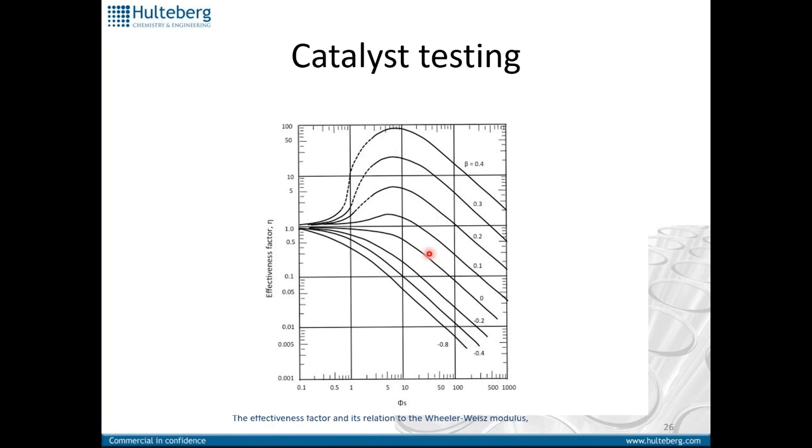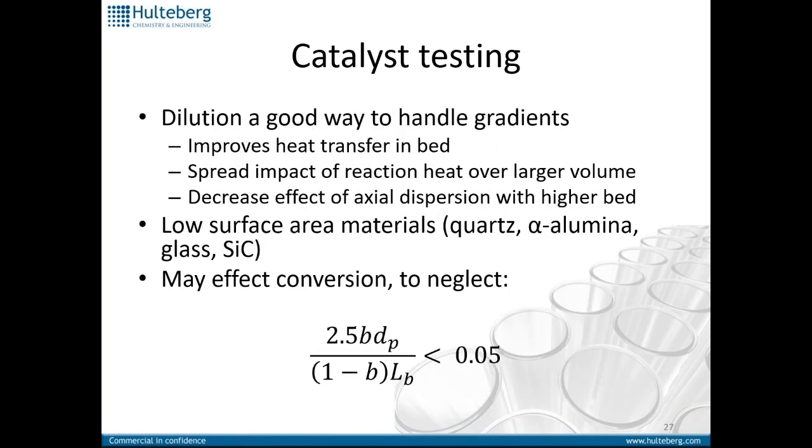On the other hand, doing the same thing for endothermic reactions is of course safer because you only risk overestimating your reactor size, but to be honest, it might mean that you wouldn't build a reactor. So how do we handle gradients? Well, one way to do it is to dilute.